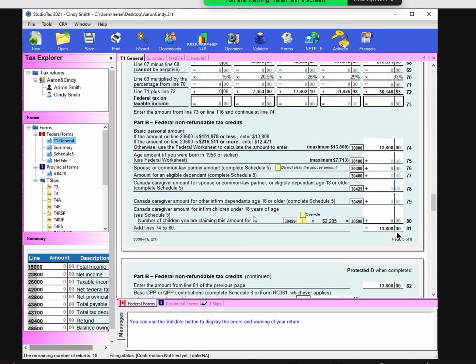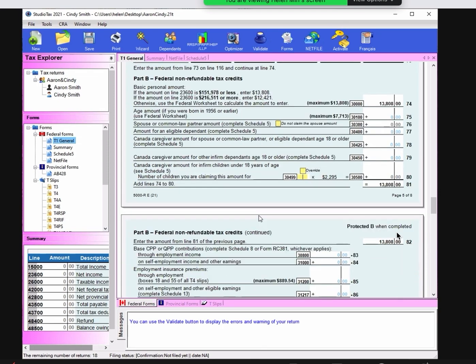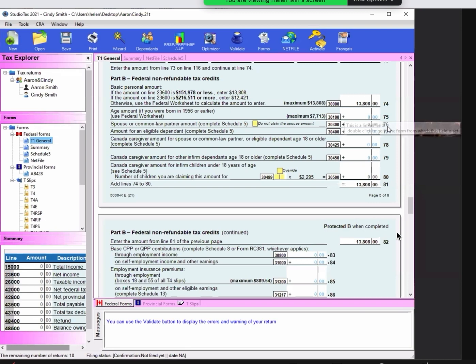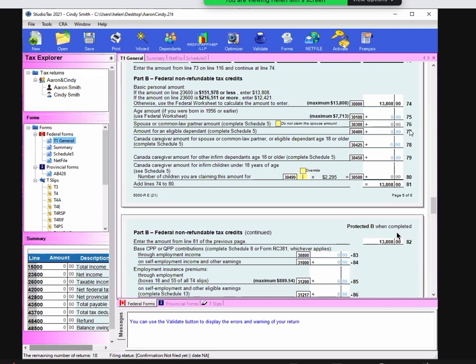So in this family, they still get the spousal amount, which is line 76, and they also have infirm children, so the caregiver amount, line 80, for under 18. Yes, under 18 is line 80. Okay, thank you.